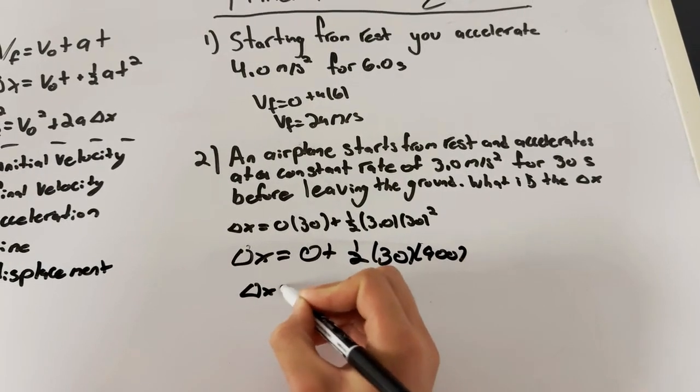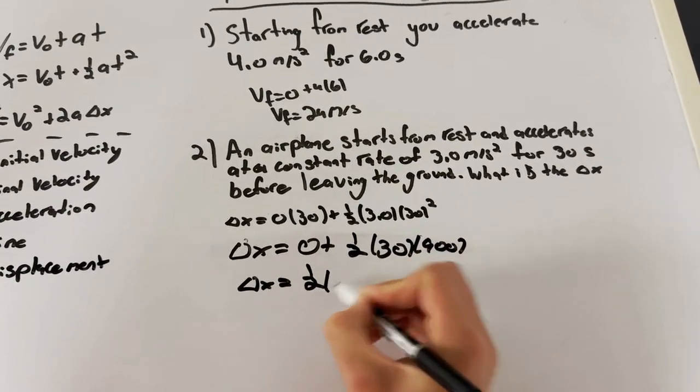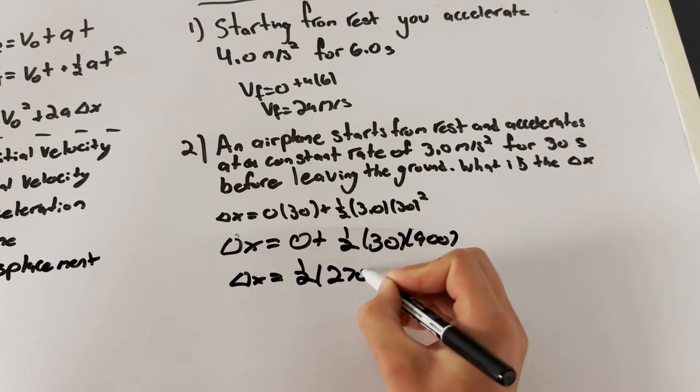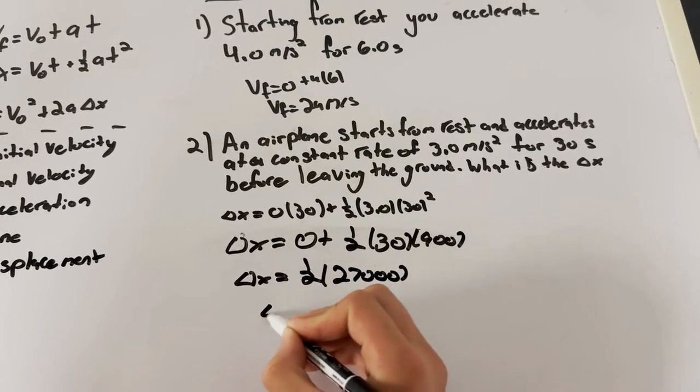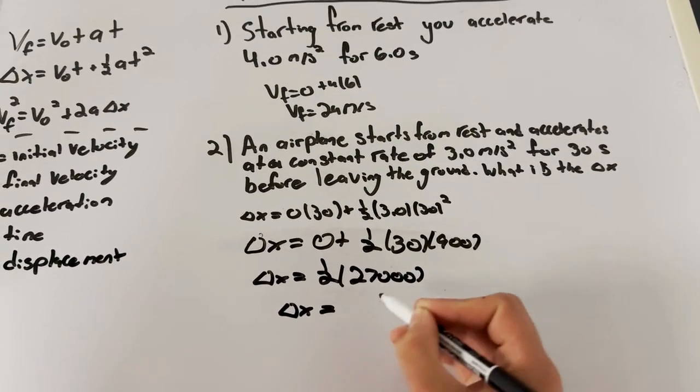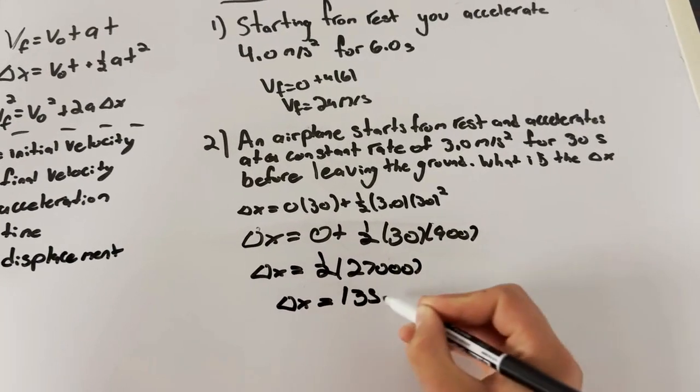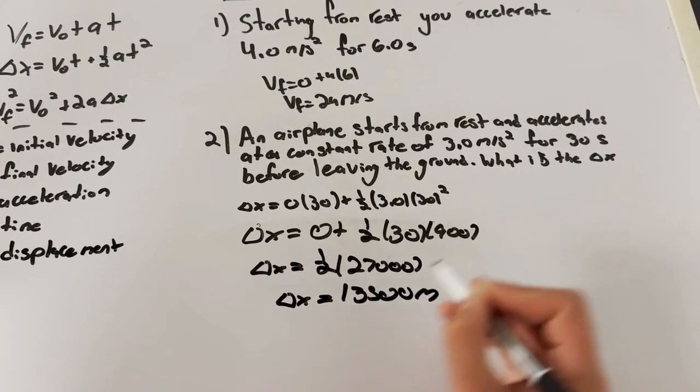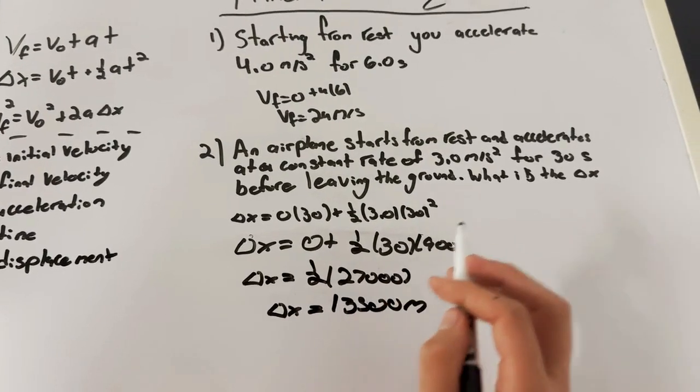Then you just finish the equation, which would be 1/2 times 27,000. And then here it shows the displacement would equal 13,500 meters. And that is how you use the second equation to find displacement.